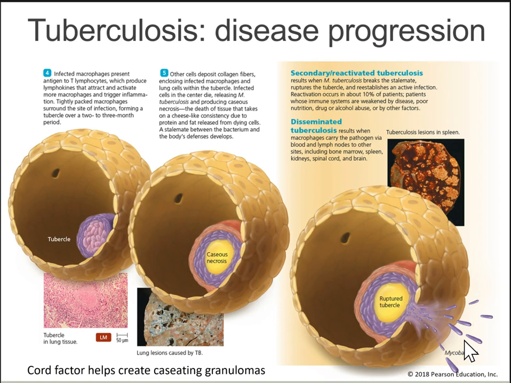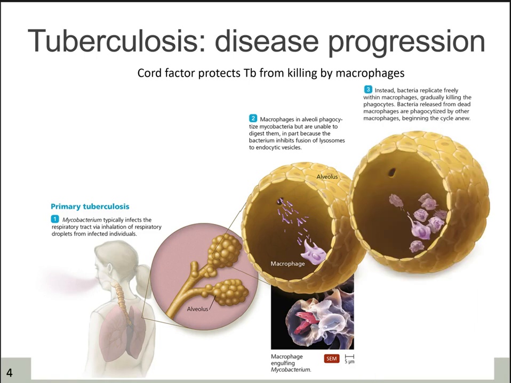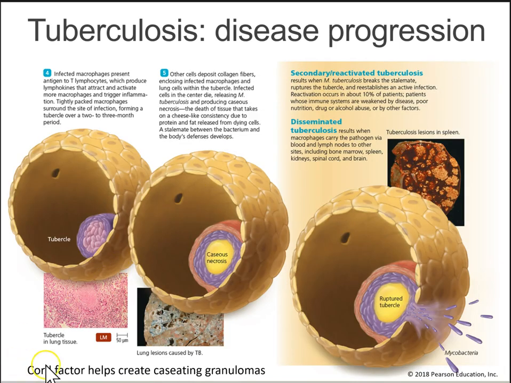Now, I forgot to mention on the previous page and on this page, cord factor. Cord factor is one of the major virulence factors of tuberculosis. So on this page, cord factor protects tuberculosis from killing by macrophages. And on here, cord factor also helps create caseating granulomas. So this is an important virulence factor that's found in Mycobacterium tuberculosis.